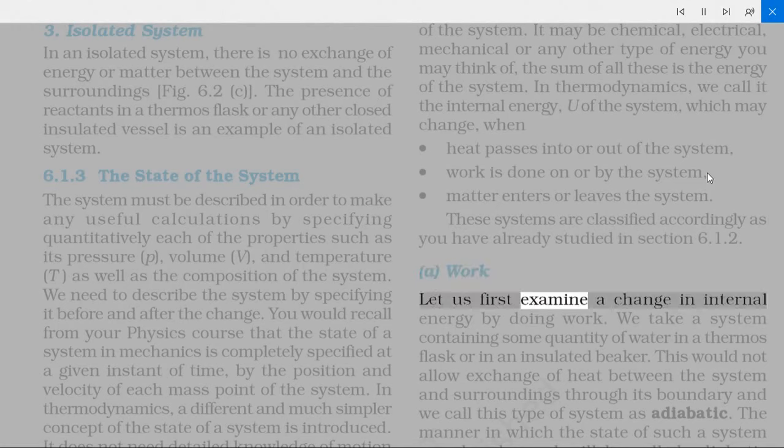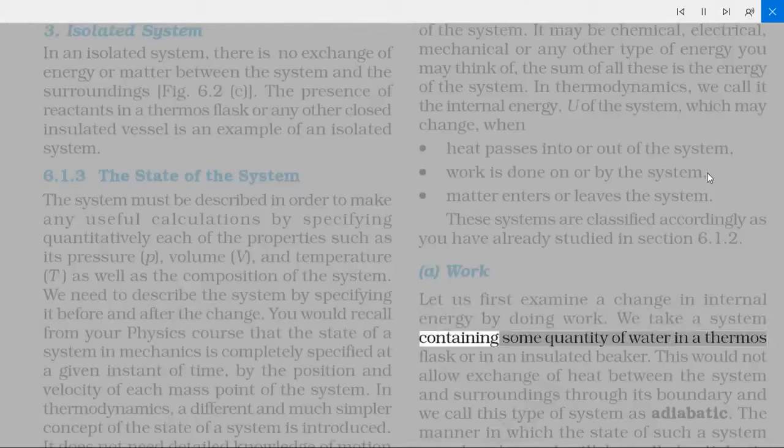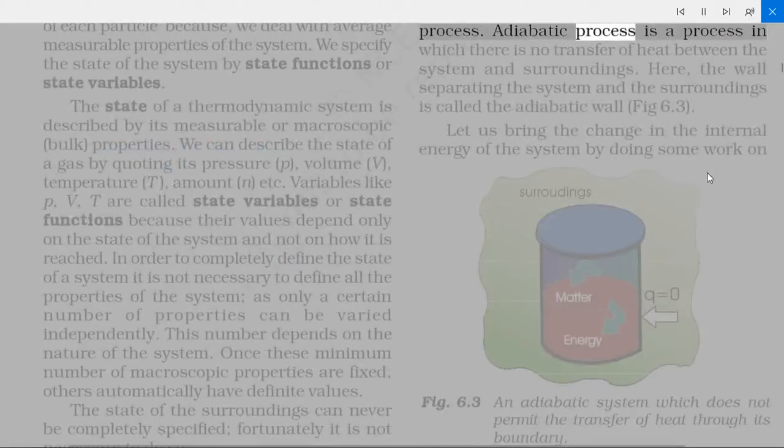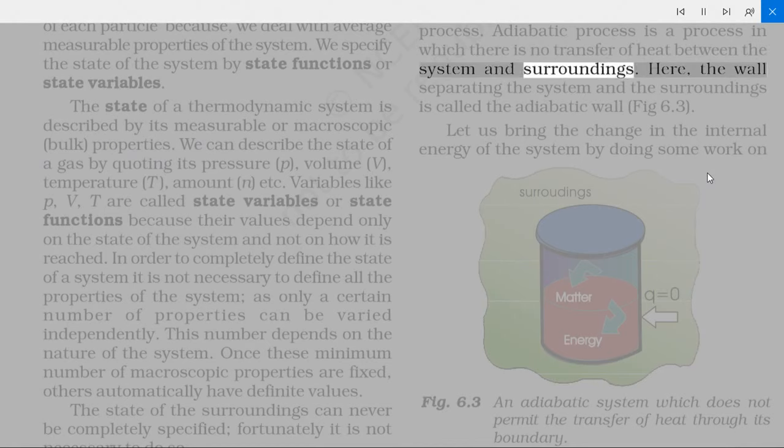Work. Let us first examine a change in internal energy by doing work. We take a system containing some quantity of water in a thermos flask or in an insulated beaker. This would not allow exchange of heat between the system and surroundings through its boundary, and we call this type of system adiabatic. The manner in which the state of such a system may be changed will be called adiabatic process. Adiabatic process is a process in which there is no transfer of heat between the system and surroundings. Here, the wall separating the system and the surroundings is called the adiabatic wall.